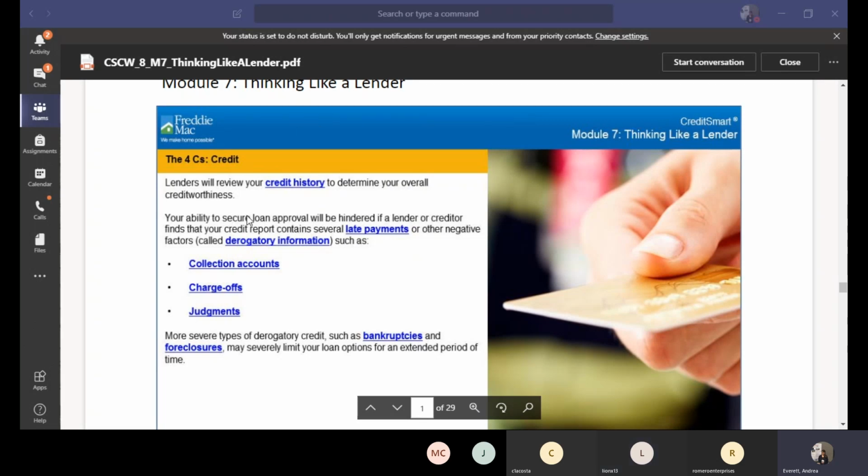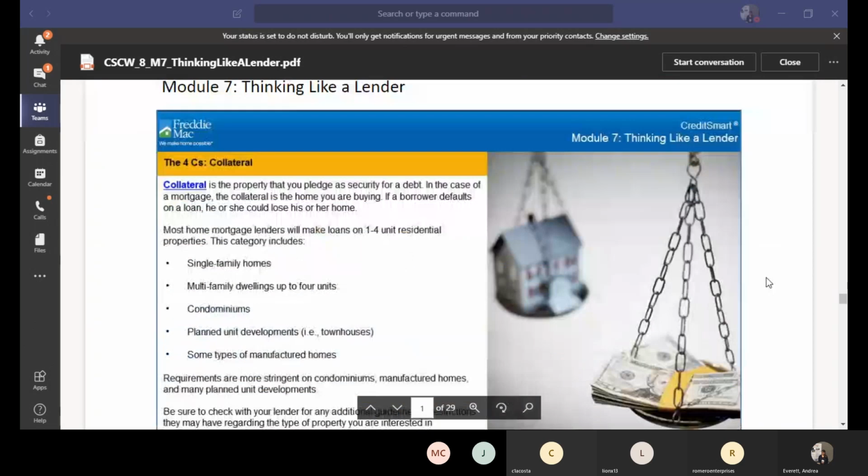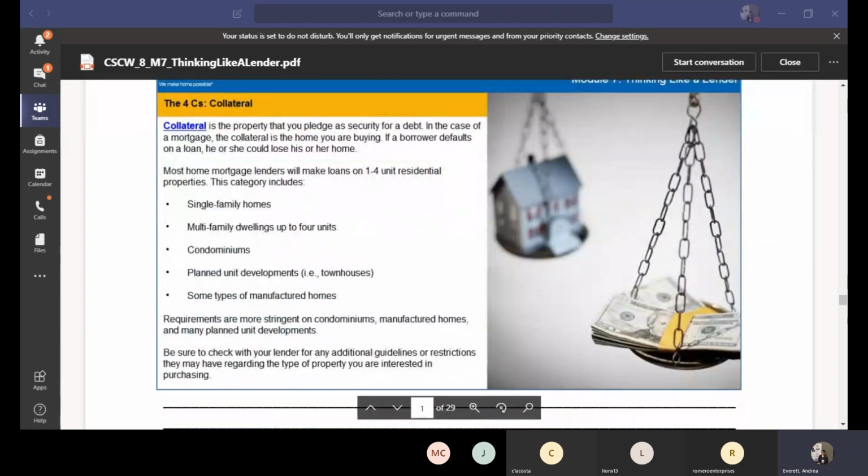Okay. So moving on to the third C. Actually, I think this is the fourth. Collateral. So do you guys need to get off at 5 till or 10 till? Five feels good for me. Yeah, same. Okay, so we'll try and get through this pretty quick.